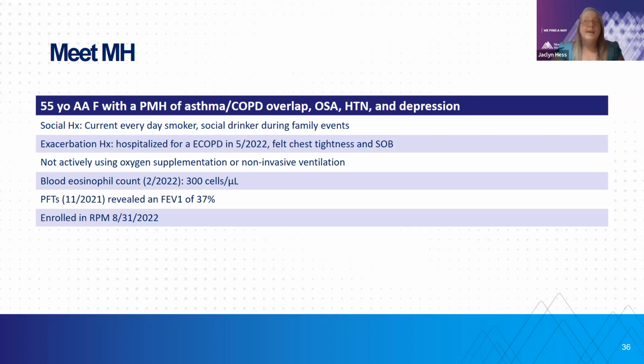So let's meet MH. She is a 55-year-old female with a past medical history of asthma and COPD overlap. She has OSA, hypertension, and depression. She's a current everyday smoker and social drinker.